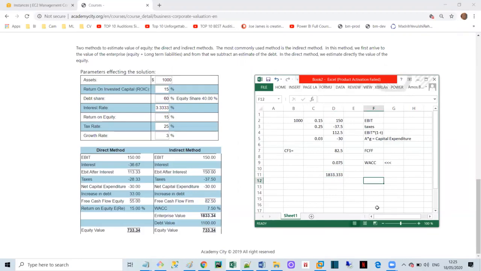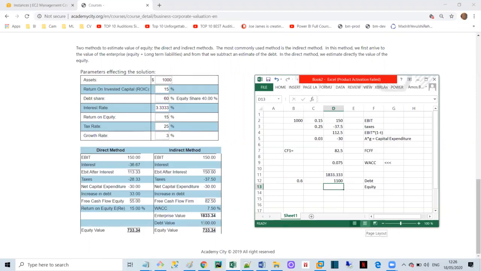What is the value of equity and of debt? In this example, they told us, and I'm going to use that for a second for the WACC as well, that debt is 60% of the company. So let's write here, debt is 60%. That amount times that amount will give me how much debt the company is raising. The amount of debt the company has to raise is 1,100.